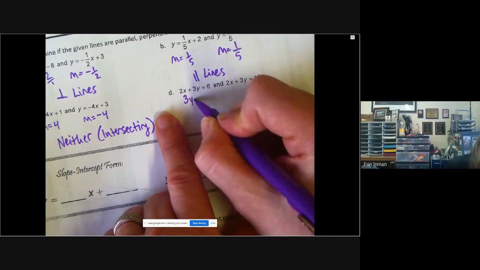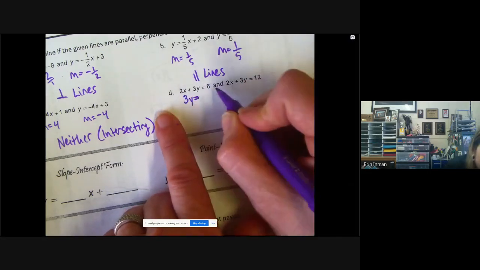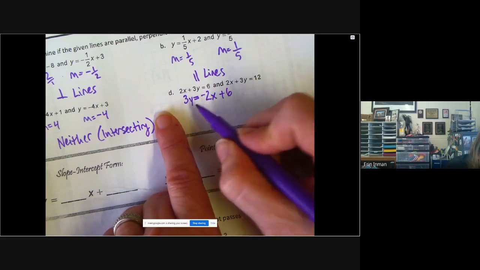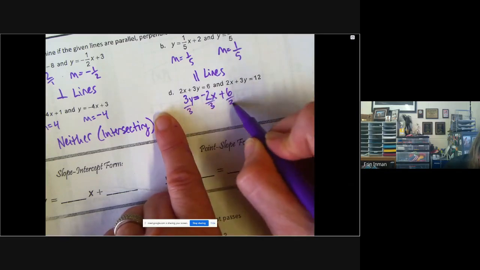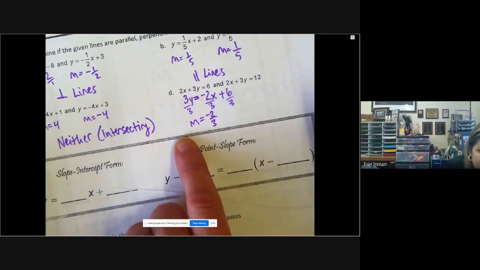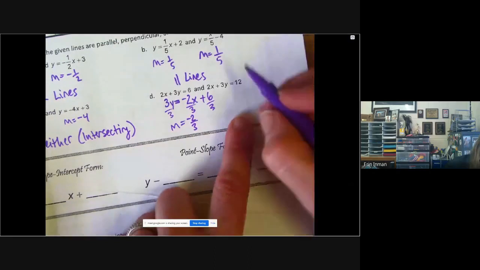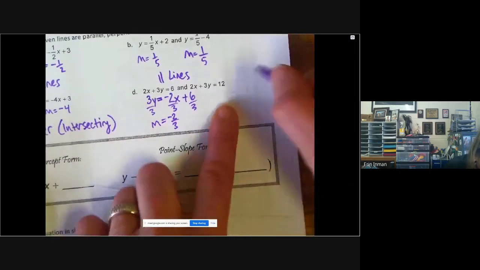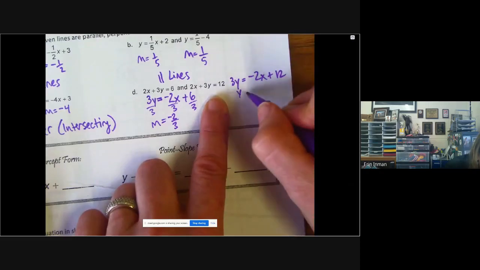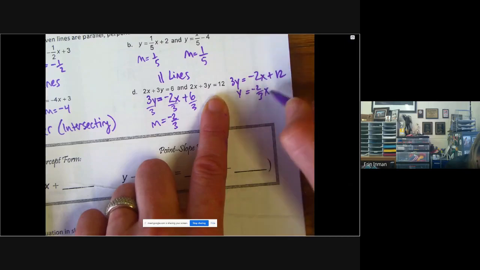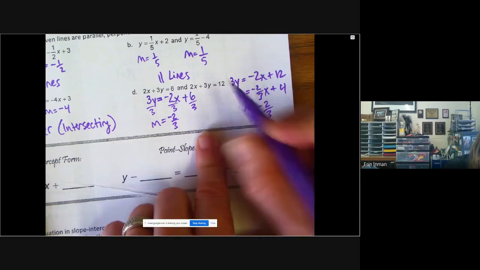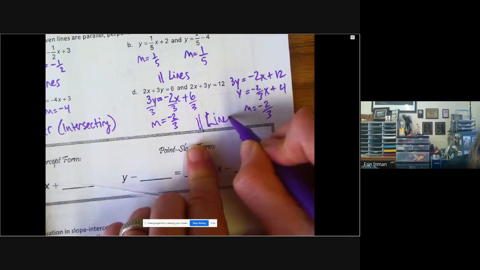So for rewriting something in slope-intercept form, I'm going to move the 2x to the opposite side. And the 6 did not move. And then I'm going to divide everything by my coefficient of y. And now I can look at this and see that my slope is negative 2/3. Over here on this other equation, notice I can do the same thing. 3y would equal negative 2x plus 12. And divide by 3, I get negative 2/3 x, and then 12 divided by 3 is 4. So I can see that the slopes are the same, and these are going to be parallel lines.